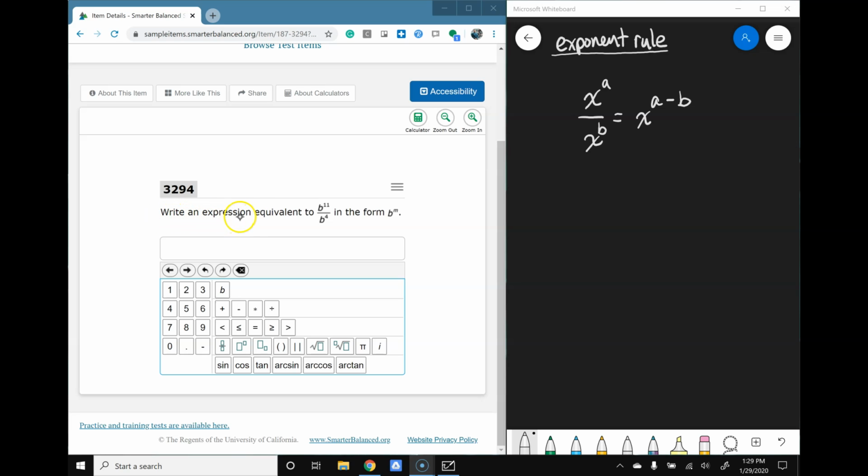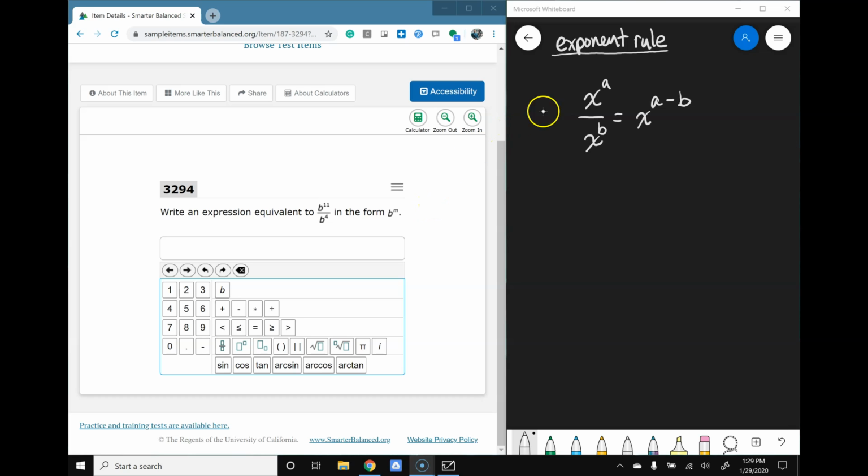Write an expression equivalent to b to the 11th power divided by b to the 4th power in the form b to the nth power. Alright, so what this question is asking us to do is to take this expression, b to the 11th divided by b to the 4th power, and to rewrite it so that there's only one base and one value for the power. One integer, just one number in that location.